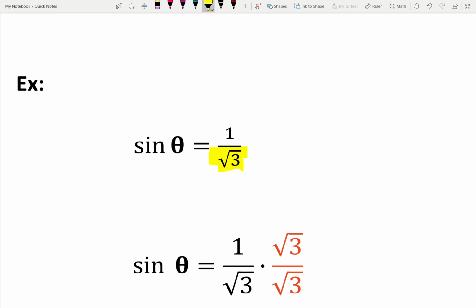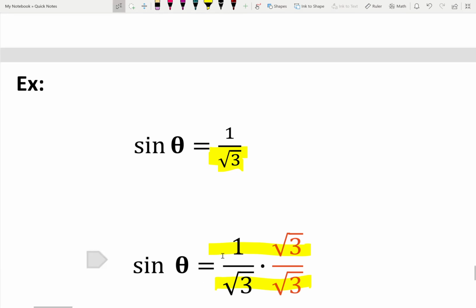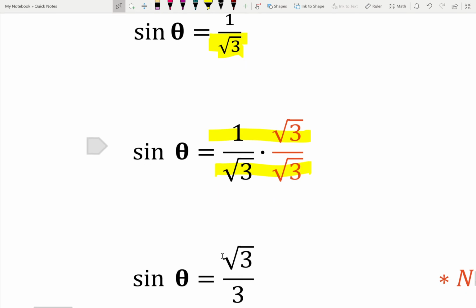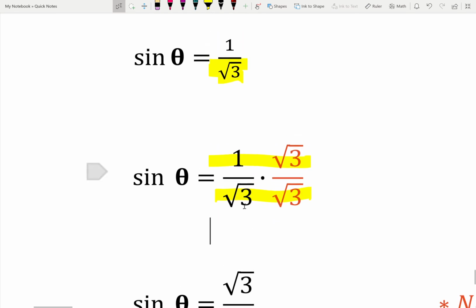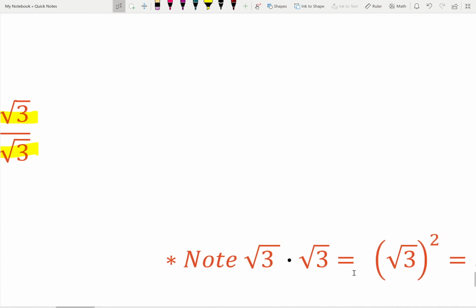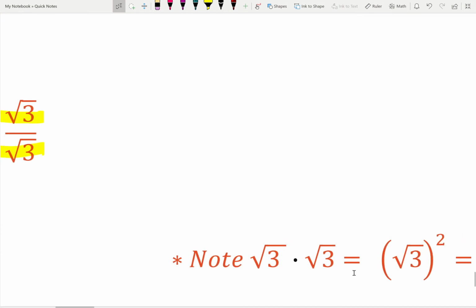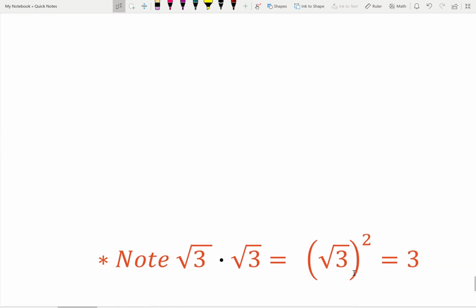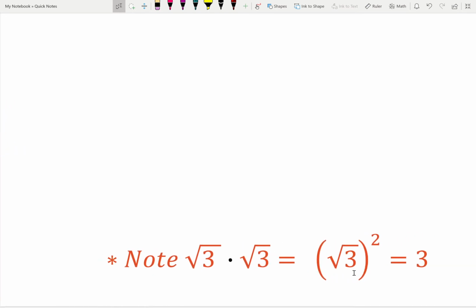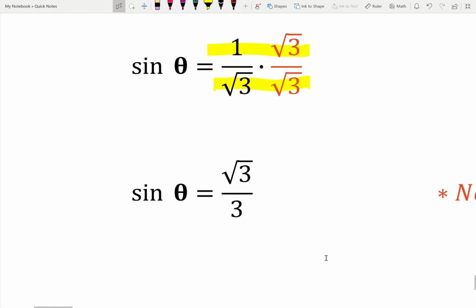When I multiply fractions, I first multiply the numerators to get my new numerator, and then I multiply my two denominators to get my new denominator. So if I multiply my two numerators, I have 1 times square root of 3, which is square root of 3, and in the denominator I have square root of 3 times square root of 3. Square root of 3 times square root of 3 is also known as square root of 3 squared. So we know that is 3. So my final answer is square root of 3 over 3.